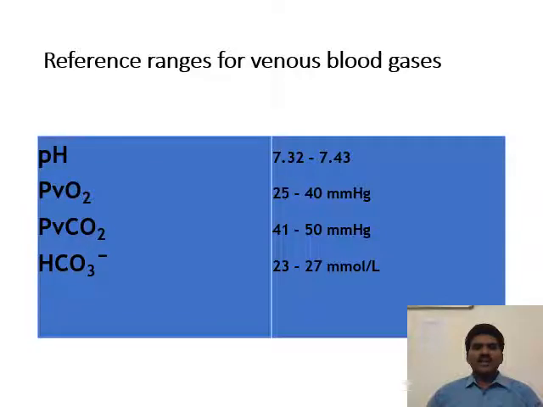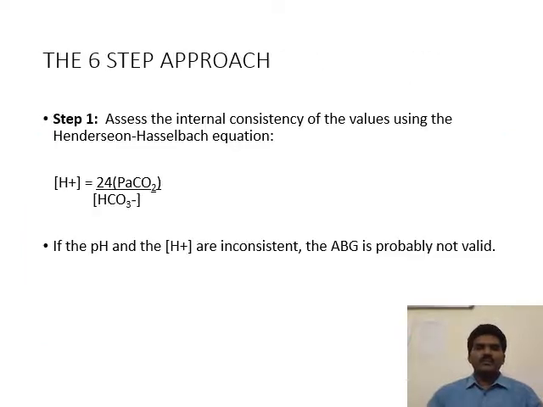Yes, the pH is slightly lower, which is 7.32 to 7.43. The venous oxygen pressure is 25 to 40 millimeters of mercury. The venous carbon dioxide pressure is 41 to 50 millimeters of mercury. Bicarbonate concentration is 23 to 27 millimoles per liter.